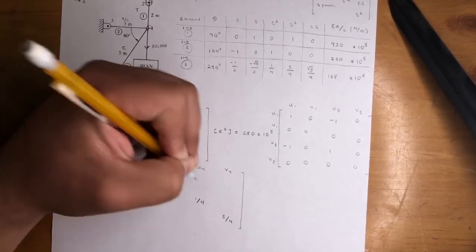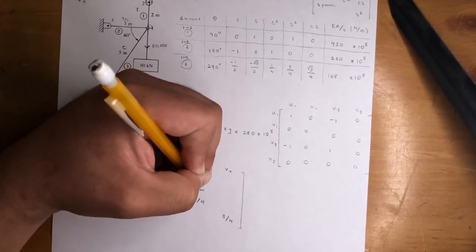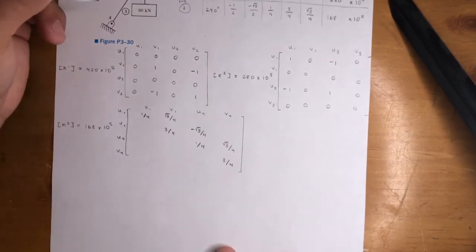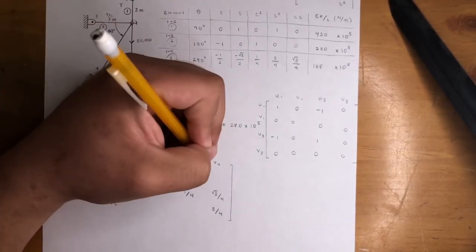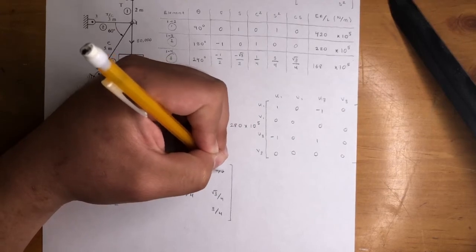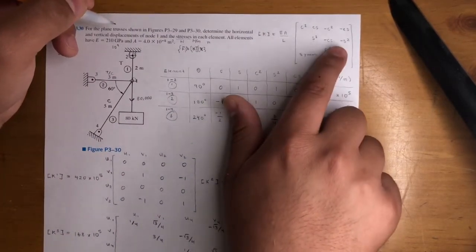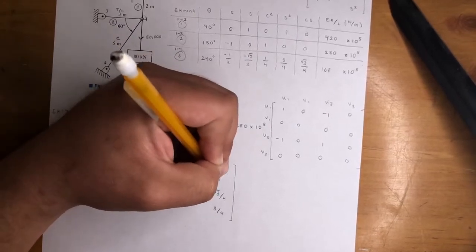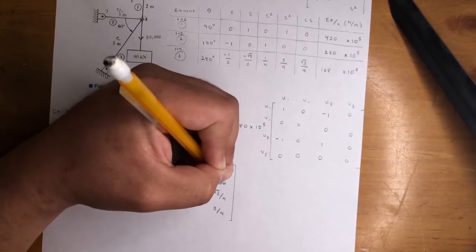Radical 3 over 4, negative radical 3 over 4, and radical 3 over 4. Okay, then this one's a negative, right? So it'll be negative radical 3 over 4. Then negative, negative, so negative 1/4, negative 3/4.